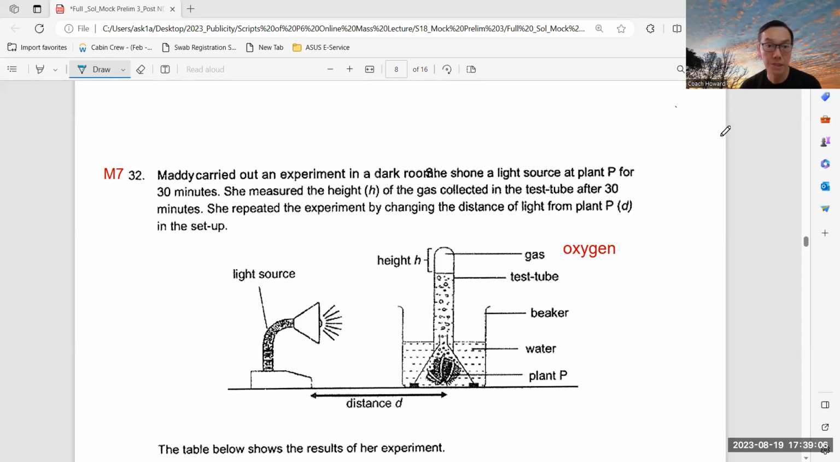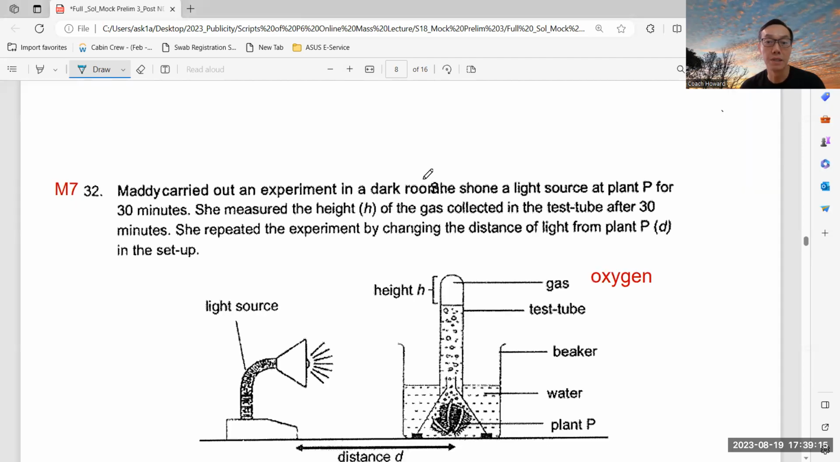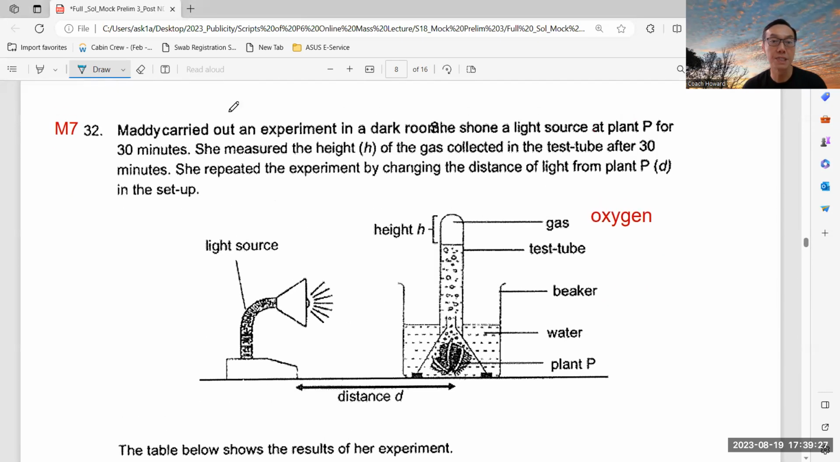Okay, good afternoon. This is part 2 of our lessons. We are now at question 7 in this mock exam discussion. So, Mandy carried out an experiment in a dark room. This is a dark room. She shone a light source at plant P for 30 minutes.